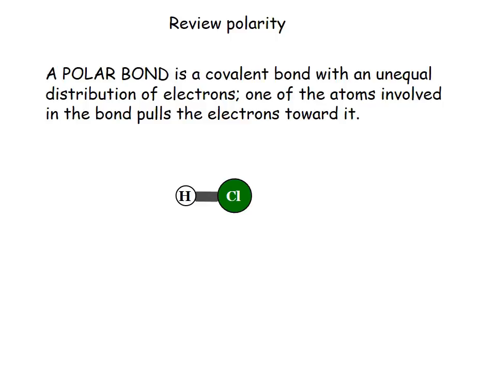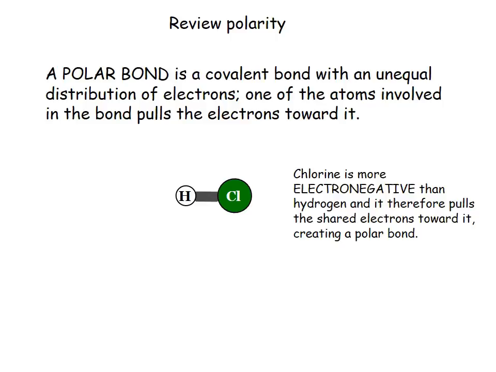He's pulling the electrons more toward himself, and that causes a separation in the electrons, an unequal distribution of electrons, which causes an unequal distribution of charge. In this case, chlorine is more electronegative than hydrogen, and it therefore pulls the shared electrons toward it, creating a polar bond. We represent polar bonds using these arrows.